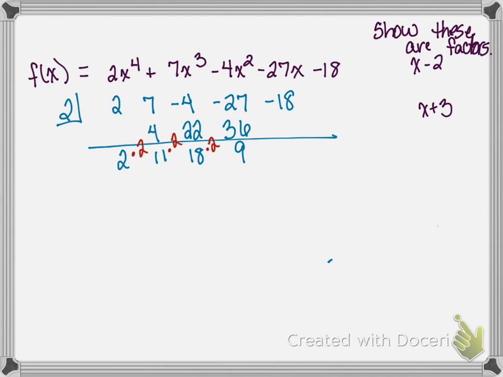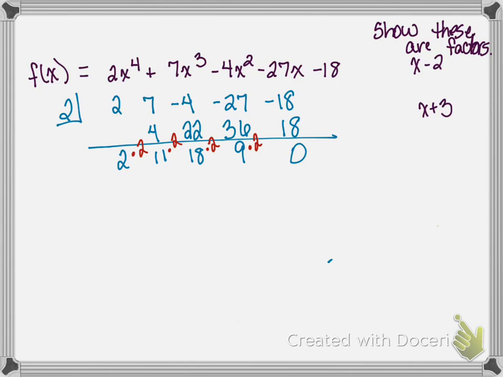Okay, what am I going to multiply 9 by? What do I get? 9 times 2 is? 18. Okay, and I get a? 0. Good. So I've gotten a remainder of 0. The remainder of 0 confirms that 2 is a solution and x minus 2 is a factor.